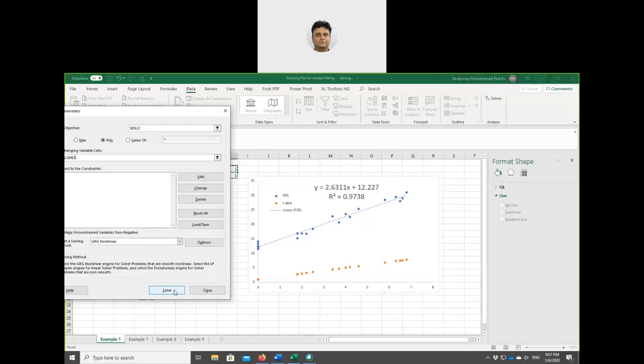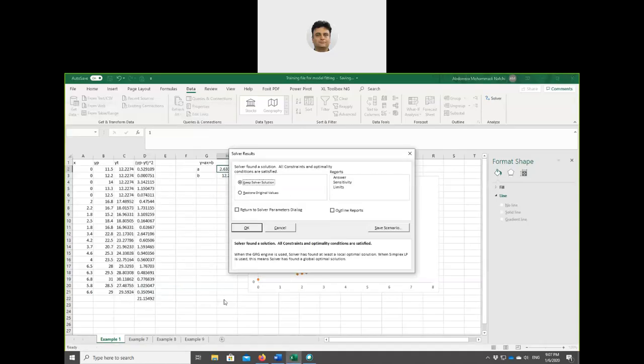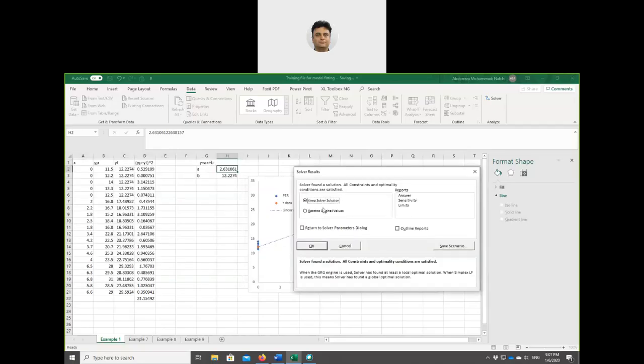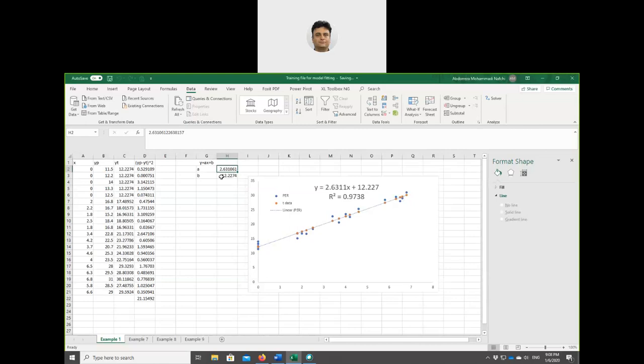1, 2, 3 going. Okay, you can see all the orange dots coming on our line. It means that it's fitted to our line. And it asks if you want to keep the solver. Okay, yes.